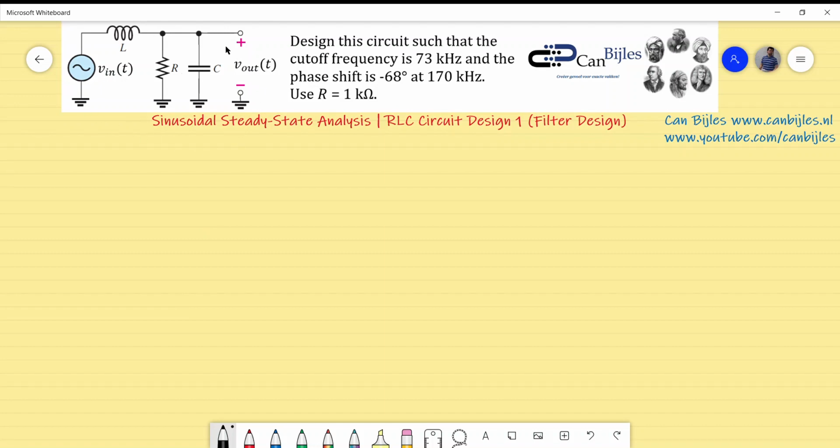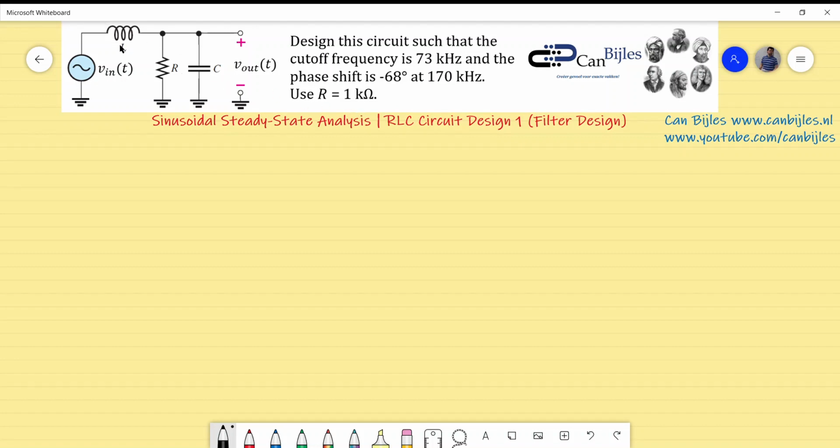This is a passive RLC circuit, so we stick to this circuit, and we need to design it for a couple of specifications. This is the design situation. What we need is a cutoff frequency of 73 kilohertz, and the phase shift must be minus 68 degrees at 170 kilohertz. This is the data given here, and we also have the resistor value of 1 kilo ohm. So I need to determine the inductor value and the capacitor value.